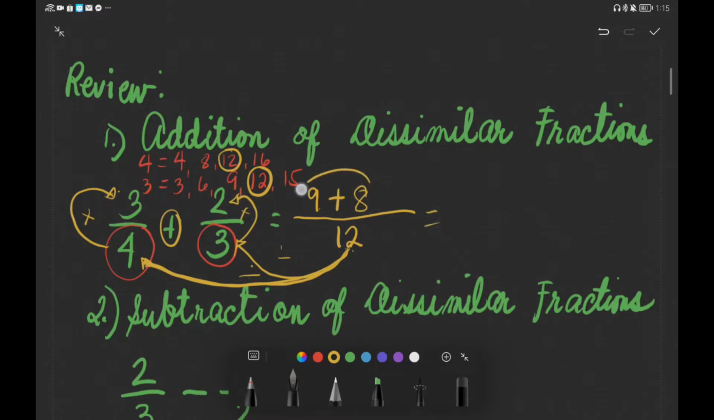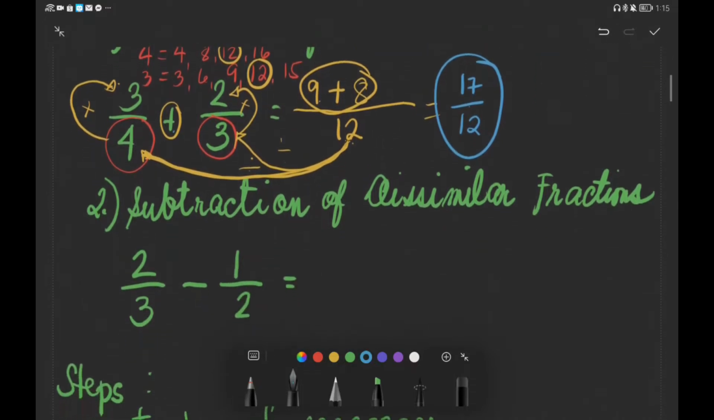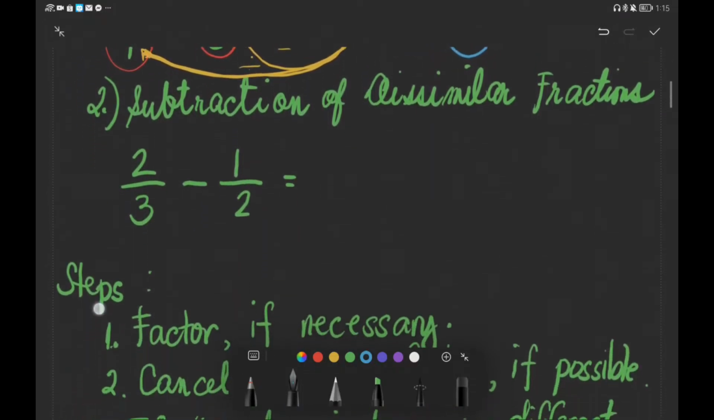Now we add the numerators, 9 plus 8, that is 17 over 12. Therefore, 3/4 plus 2/3 is equal to 17 over 12. That is in addition of dissimilar fractions. Now let's continue to subtraction of dissimilar fractions.